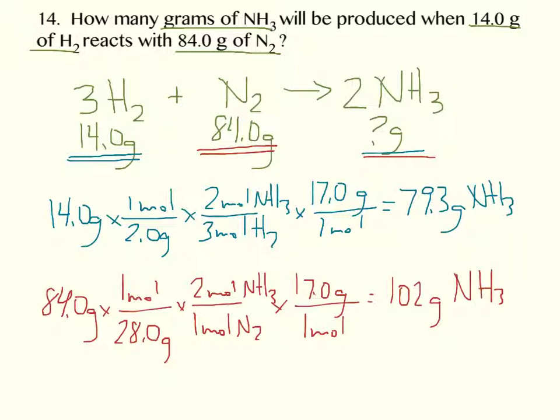So which ammonia can I actually make? Well, it looks like 79.3, because I don't have plenty of the other. I only have enough hydrogen to make 79.3 grams of ammonia. So I could not make 102 grams of ammonia. It's not possible. So my final answer is the smaller answer, 79.3 grams of ammonia.